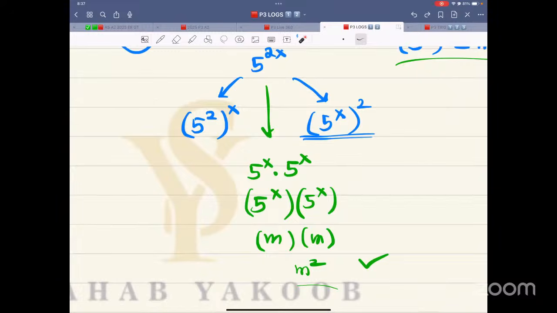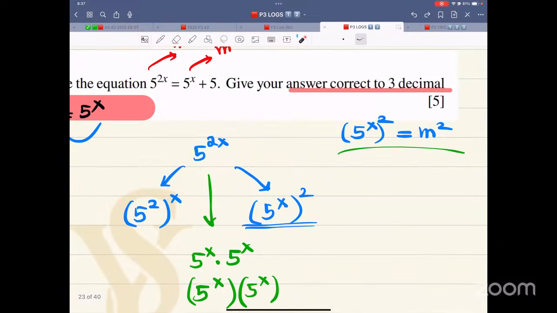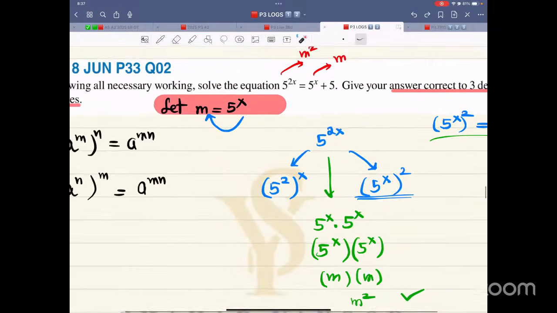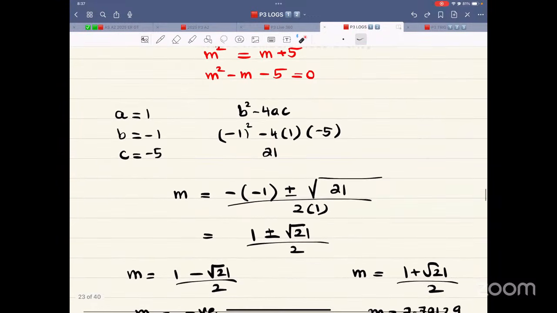The 3 different ways are 5 raised to power of 2 raised to power of x, 5 raised to power of x raised to power of 2, and 5 raised to power of 2x can also be written as, in green, 5 raised to power of x into 5 raised to power of x. So you can either choose the green one or the extreme right one. So 5 raised to power of x raised to power of 2 is m squared. So this is a disguised quadratic equation, as you have seen in P1. Now, again, this is P3, so it is a little bit stubborn. And what happens is that the b square minus 4ac is coming out to be 21.